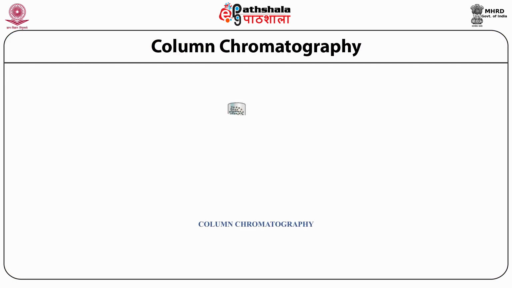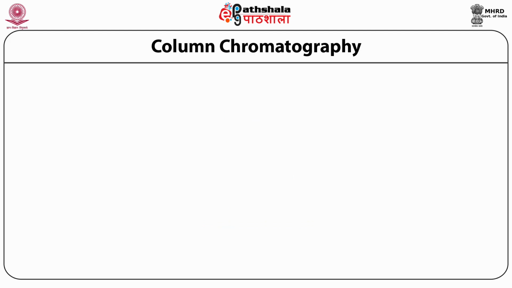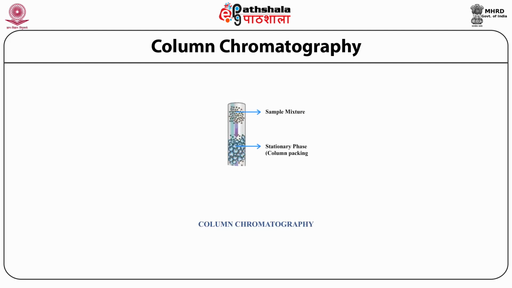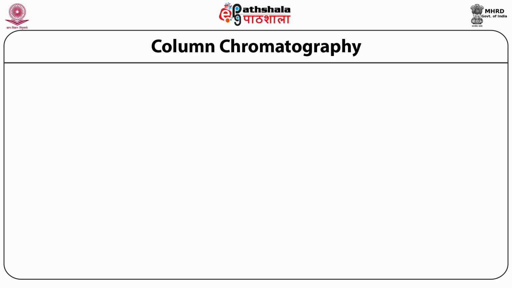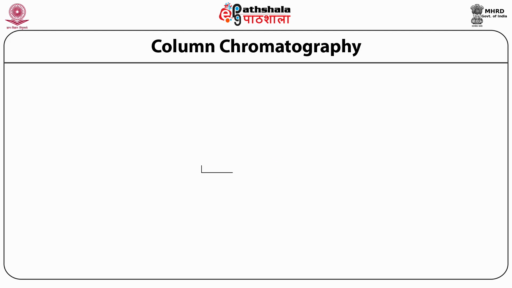Here we can see a column packed with stationary phase material. The sample mixture is loaded in the column and its components are dispersed throughout the stationary phase. As the mobile phase solvent passes through it, molecules elute out separately from the column and can be collected in separate fractions. The eluent is analyzed through a chromatogram, which is a graphical representation of retention time of analyte versus detector signal.